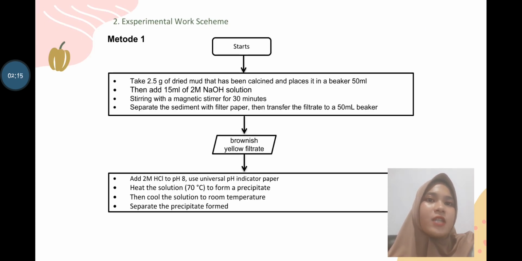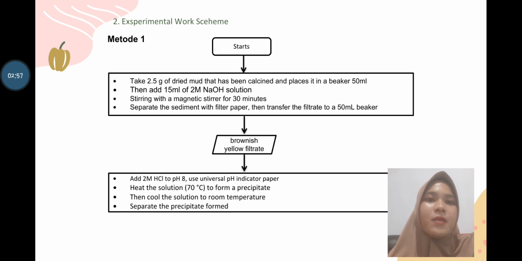Next, experimental work scheme, method 1. Take 2.5 gram of dried mud that has been calcined and place it in a 50 ml beaker, then add 15 ml of 2 molar NaOH solution, stirring with a magnetic stirrer for 30 minutes. Separate the sediment with filter paper, then transfer the filtrate to a 50 ml beaker. The result: a brownish yellow filtrate. Add 2 molar HCl to pH 8, using universal pH indicator paper. Heat the solution to 70 degrees Celsius to form a precipitate, then cool the solution to room temperature.